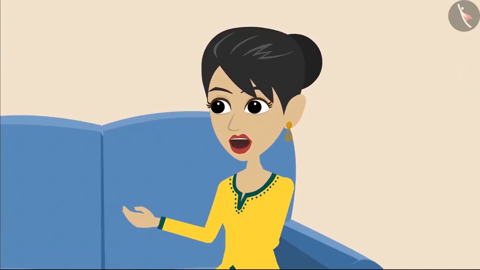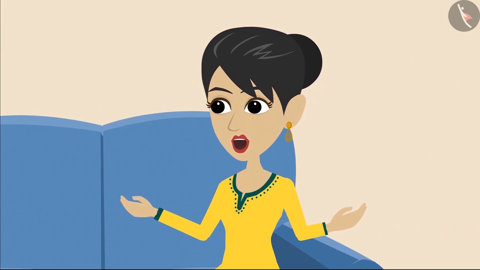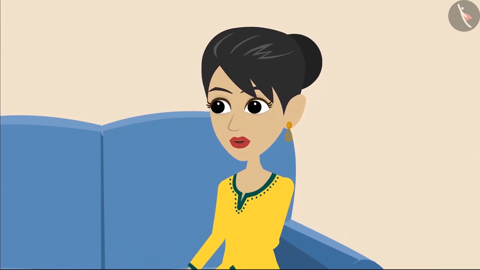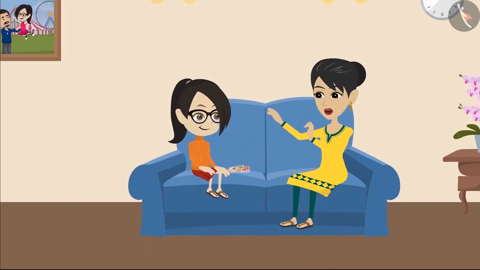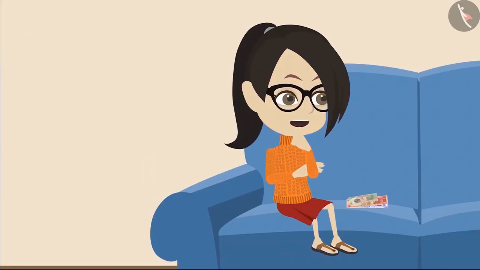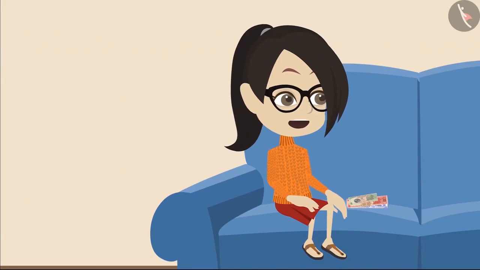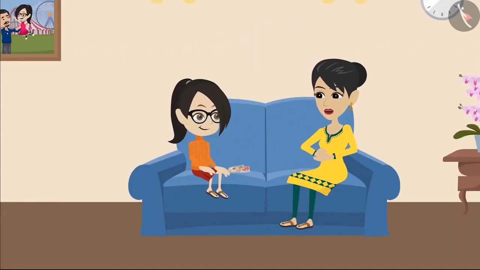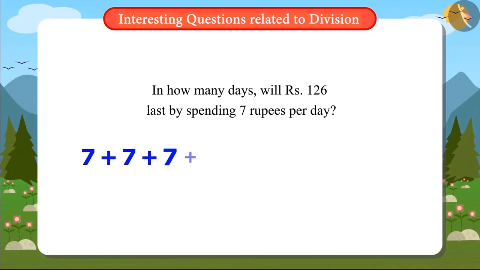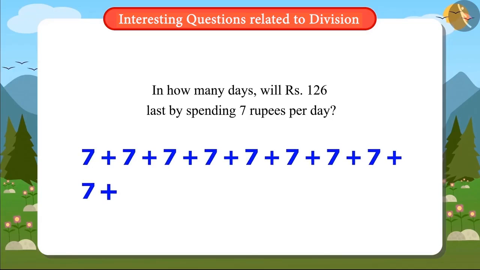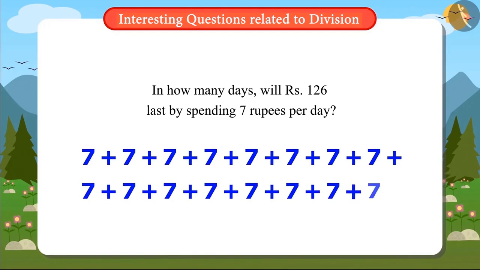Vandana, I saw that you found the answer to this question by subtracting 7 again and again. But you can also use division instead of subtracting the number in this way. But Mummy, how can we use division? Division is used when we want to divide things into equal parts, right? Absolutely correct, Vandana. And even in this question, you are distributing 126 rupees in equal parts of 7 rupees.